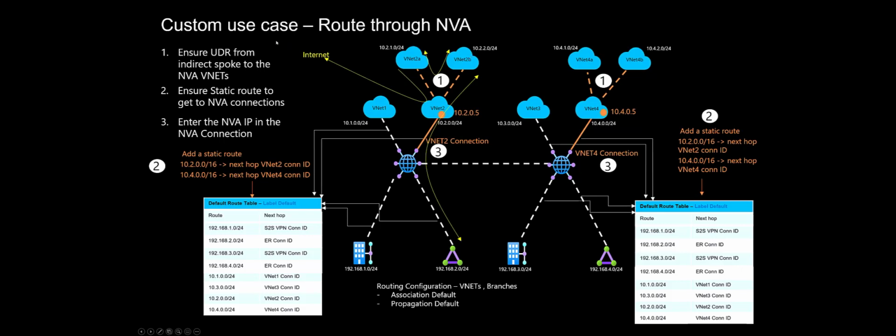Obviously, internet is likely to go out that network virtual appliance instead of going out on-prem or somewhere else. But it does allow us down here in our little HQ office to go ahead and reach those indirect spokes via that VNet 2 NVA that's sitting on 10.2.0.5.